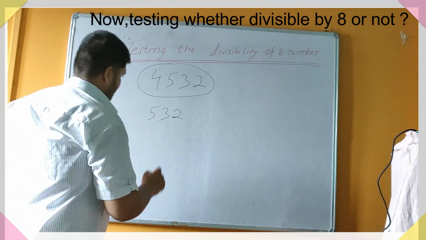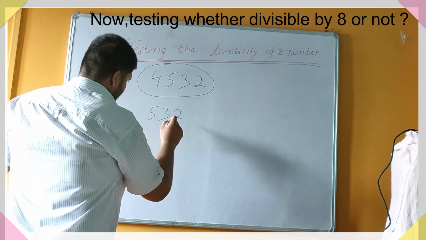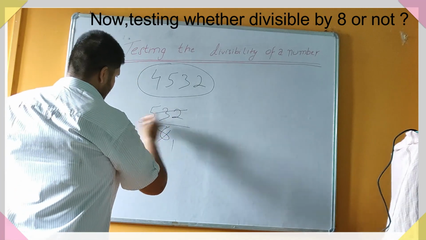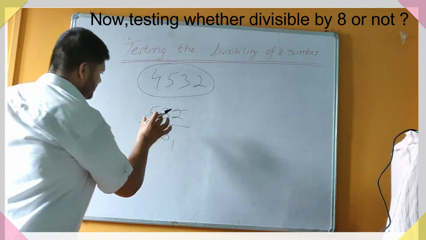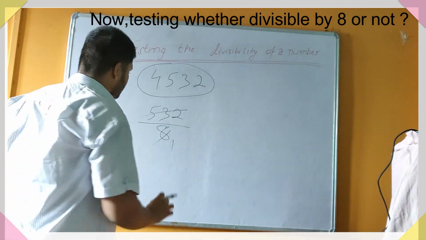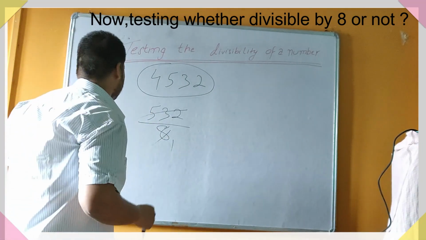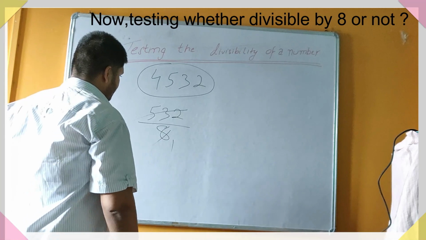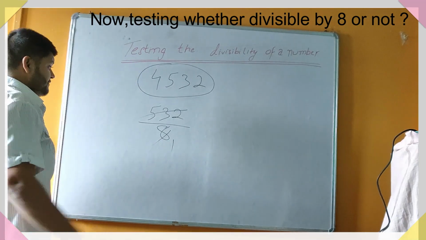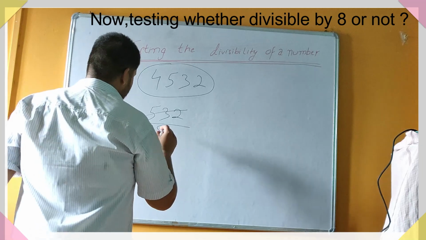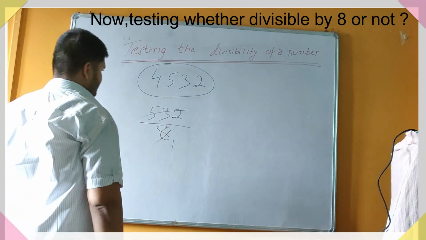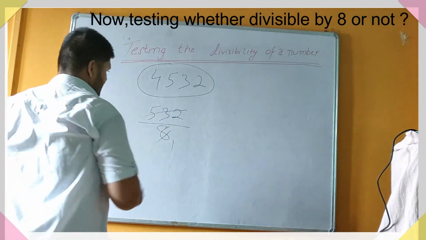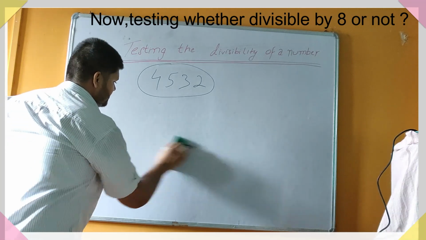If we try to cut this 532 in the 8 table, we have to take 2 digits first and read the 8 table. 8 sixes are 48, 8 sevens are 56. So it will be 8 sixes 48, 48 and 5. So I think this will not go in the table of 8. Then we can conclude. If you are not clear with this, we can directly divide it here.